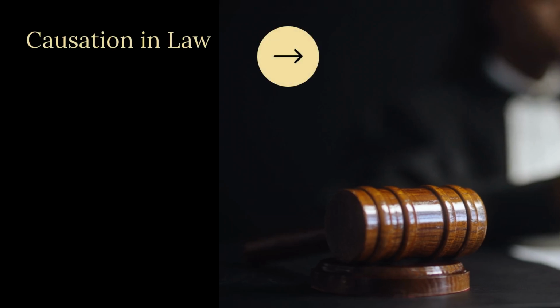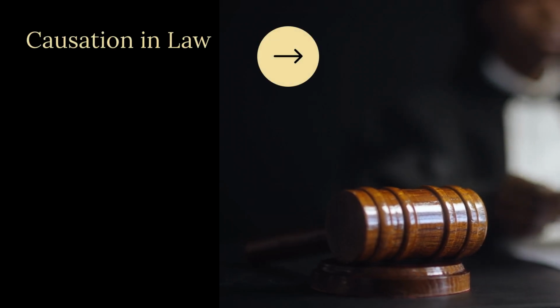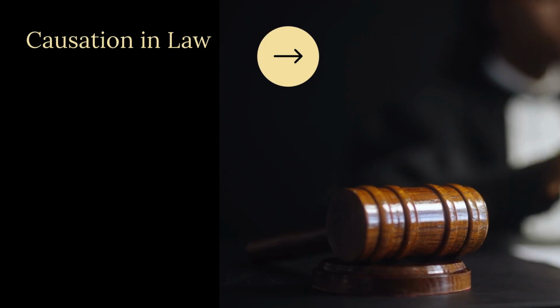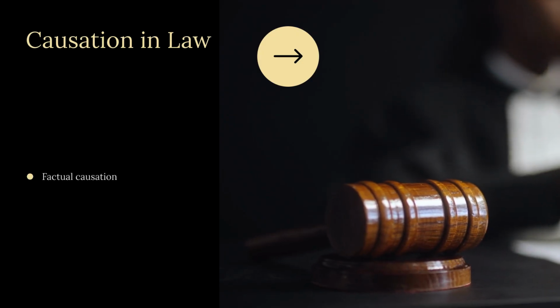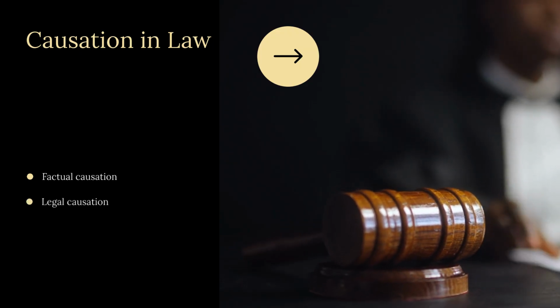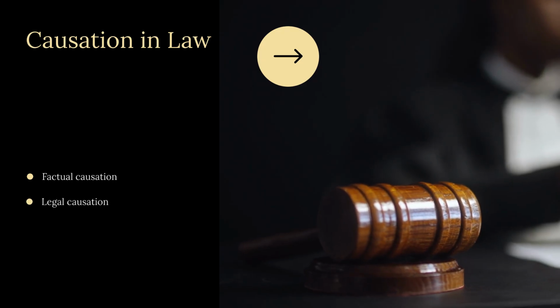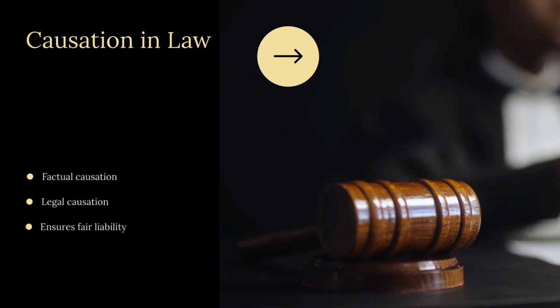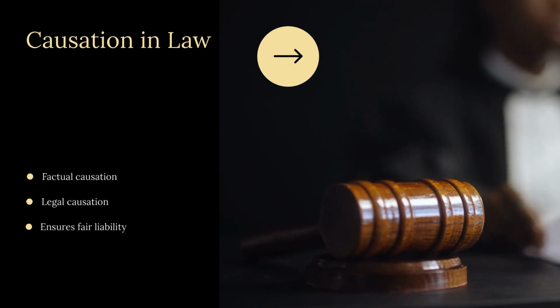Causation requires factual and legal elements. The but-for test establishes factual causation. Legal causation involves foreseeability and remoteness. Courts evaluate intervening acts for breaks. These elements ensure fair liability assessment.